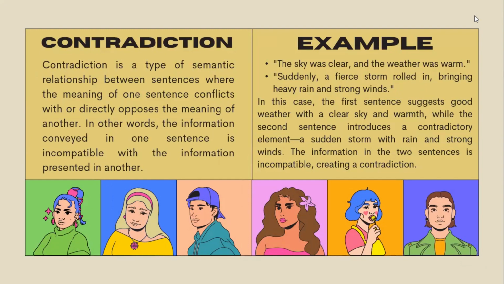For example, the sky was clear and the weather was warm. Suddenly, a fierce storm rolled in, bringing heavy rain and strong winds. So, in this example, the first sentence suggests good weather with a clear sky and warmth, while the second sentence introduces a contradictory element, like a sudden storm with rain and strong winds. The information in the two sentences is incompatible, creating a contradiction.